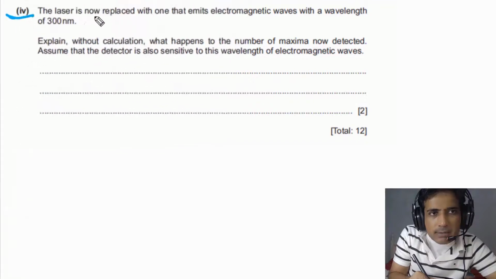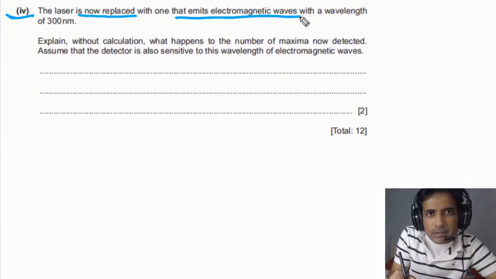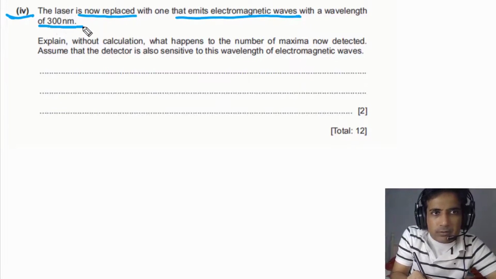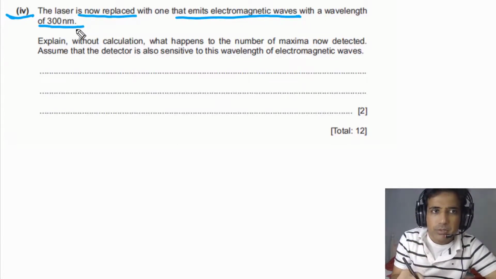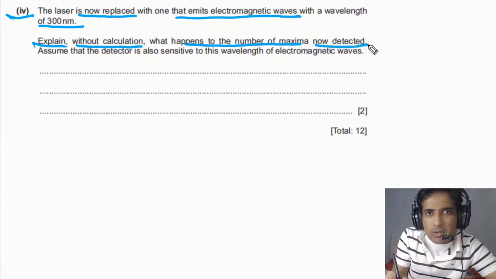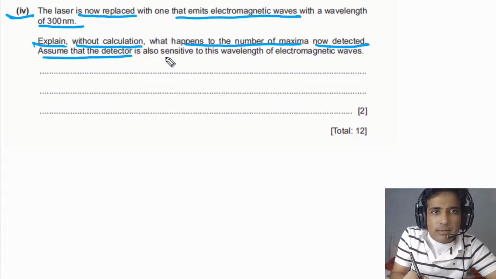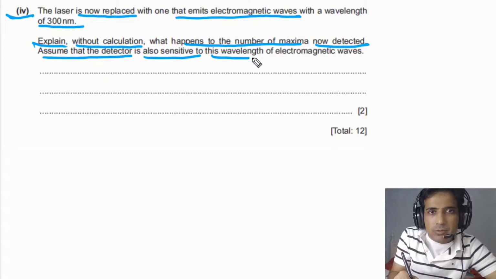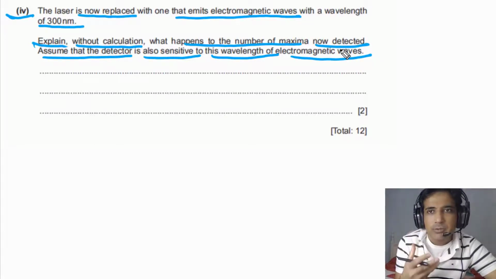For the last part, it is given to us that the laser is now replaced with one that emits electromagnetic waves with a wavelength of 300 nanometers. We need to explain, without calculations, what happens to the number of maxima now detected. Assume that the detector is also sensitive to this wavelength of electromagnetic waves. So this question is also about the diffraction grating. Now we need to understand that lambda has been changed.